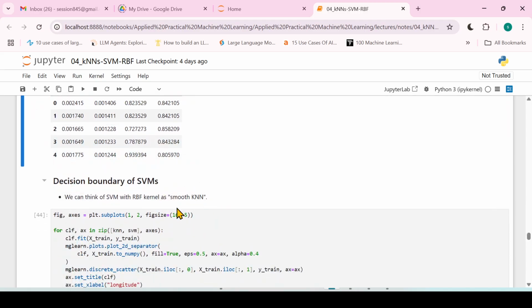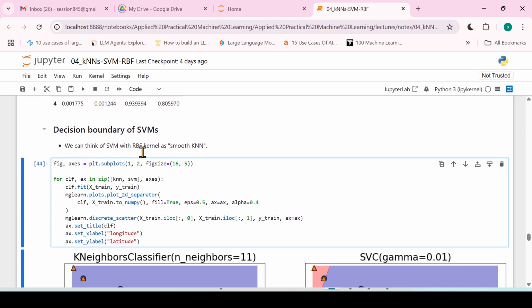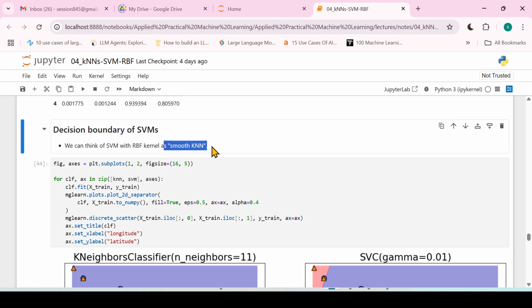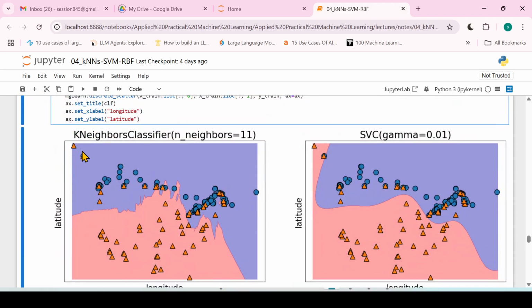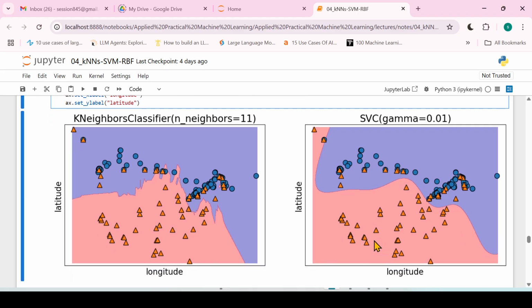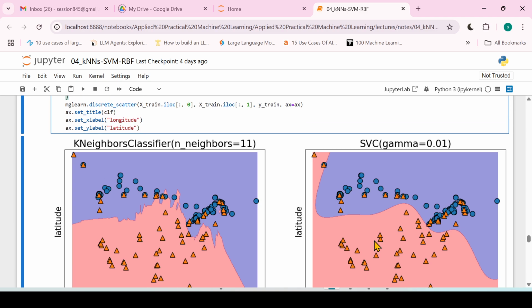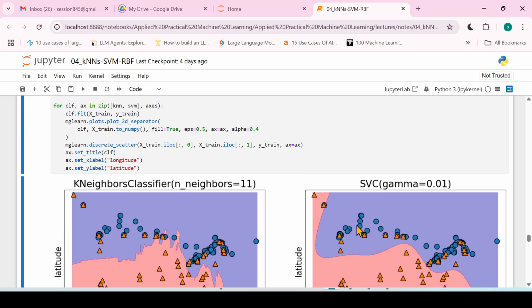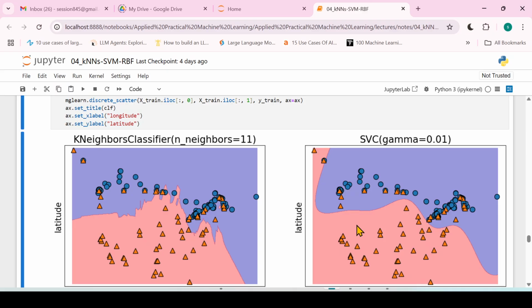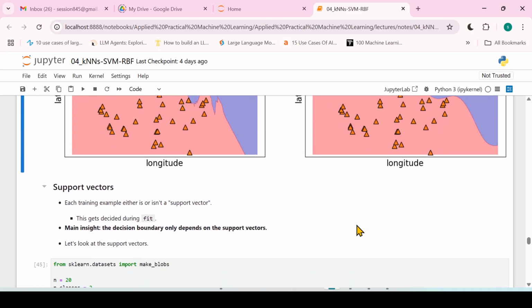Now let's check the decision boundary of the SVM. Again, we can think of SVM with the RBF kernel as a smooth KNN. Over here, this is the KNN plot we have, and this is the SVM plot we have. We can see that the KNN plot is very irregular, but the SVC plot is very smooth compared to the KNN. That's the reason we say it is more like a weighted or smooth KNN, right? So the results of the SVM and the KNN are very similar, but both work very differently, right?